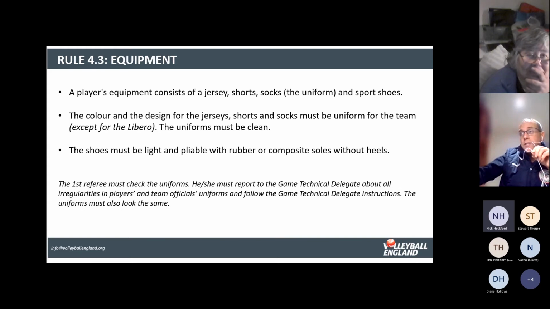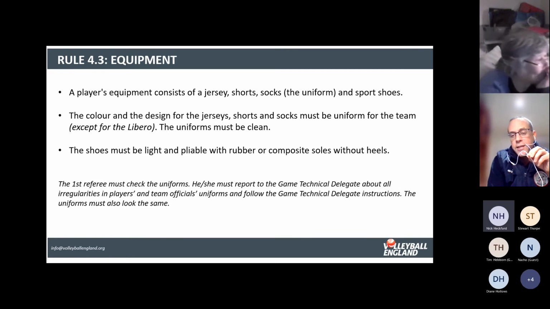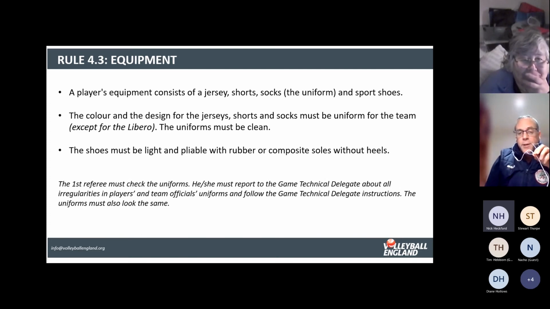And it goes on to say the colour and design for the jerseys, shorts, and socks must be uniform for the team. Uniform means uniform. It doesn't mean that one player can have shorts down to their knees and another player have them barely below their waist. It doesn't mean socks can be up to the knees on one player and another player says, "Oh, I'm wearing trainer socks that have disappeared into my trainers and you can't see them." It means that they're uniform. Now, if everybody's wearing them, fine, no problem. Everybody's the same. But what you shouldn't have is all of these differences. Okay, so uniform means uniform.